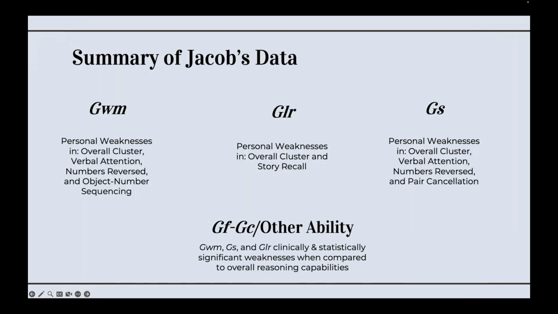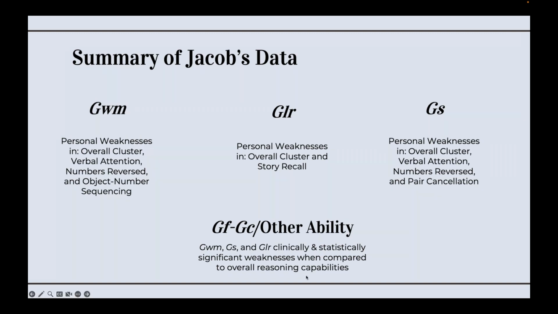So then, just running through a summary before I go through some resources with you all as a part of the presentation that I made. I'll discuss some of the resources that I used. But going through a summary of Jacob's data, we can see again that for working memory, which is GWM, we see personal weaknesses in the overall cluster, verbal attention, numbers reversed, and object number sequencing. We also see personal weaknesses in long-term retrieval, and specifically on a test of story recall. We see personal weaknesses in processing speed, looking at the overall cluster, verbal attention, numbers reversed, and pair cancellation.